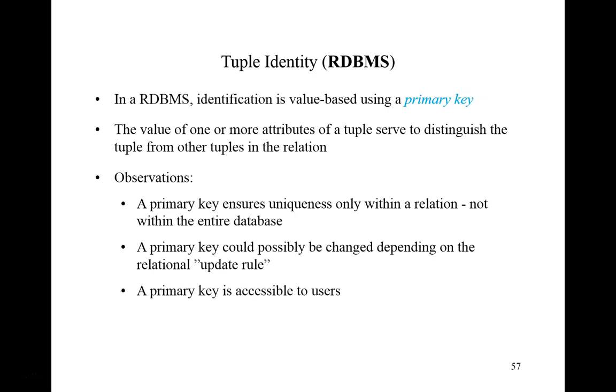And finally, a primary key is accessible to users. It is something that effectively relates to a component within the real world that users are acquainted with. So therefore, we don't make any effort to conceal the primary key. It's actually something exposed and accessible to users. Again, the exception would be if this primary key was a surrogate key. Then it wouldn't have any meaning to users, although they should have access to it.